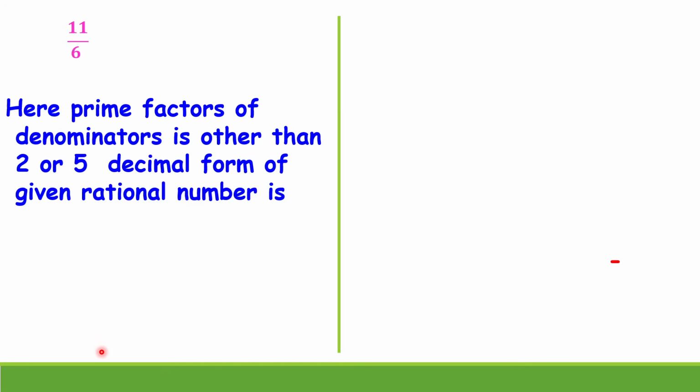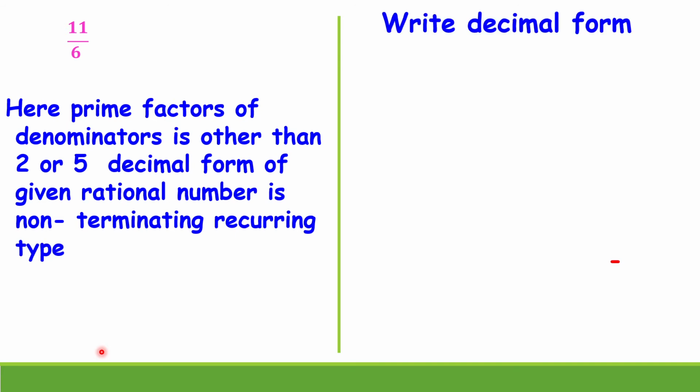Therefore, the decimal form of the given rational number is a non-terminating recurring type. Write the decimal form of 23 over 7. That means we have to actually do division here. The denominator of the given fraction is 7, that means the factors of the denominator are other than 2 or 5. Therefore, the decimal form of 23 over 7 is non-terminating recurring type.